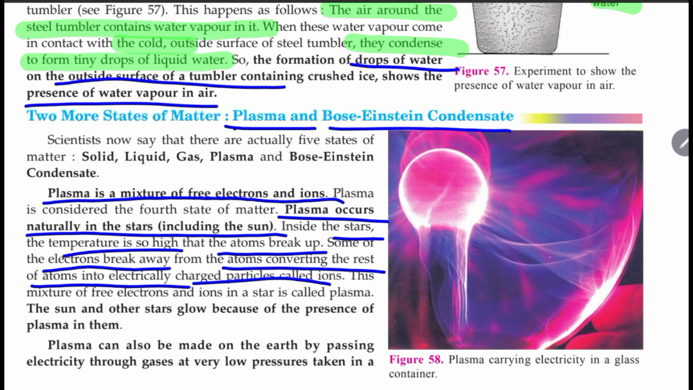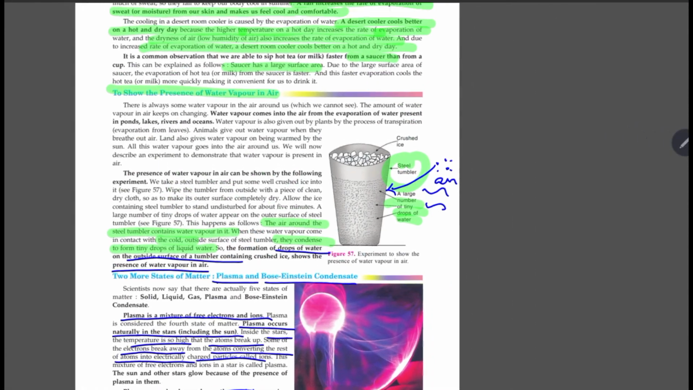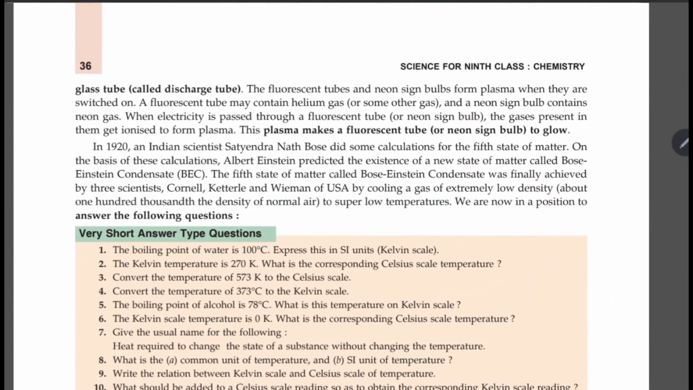And plasma can also be made on Earth by passing electricity through gases at very low pressure. Okay. How? The gas is taken in a glass tube which is known as a discharge tube, where the pressure is kept very low. Plasma makes a fluorescent tube or neon sign bulb glow. So this was the plasma state.